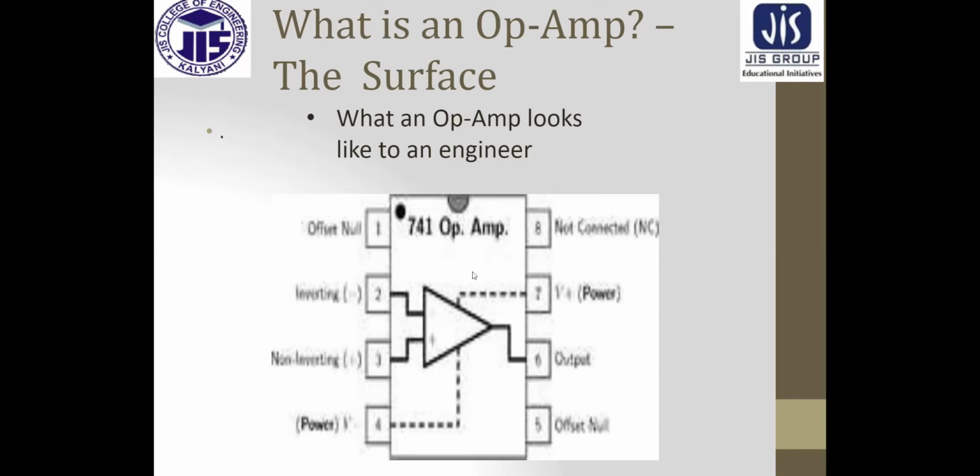So pin number 1 is offset null, number 2 is the inverting input, number 3 is the non-inverting input, number 4 is the power supply, number 5 is again offset null, number 6 is the output terminal, number 7 is power supply, and number 8 is no connection. This is the total pin diagram of the op-amp.